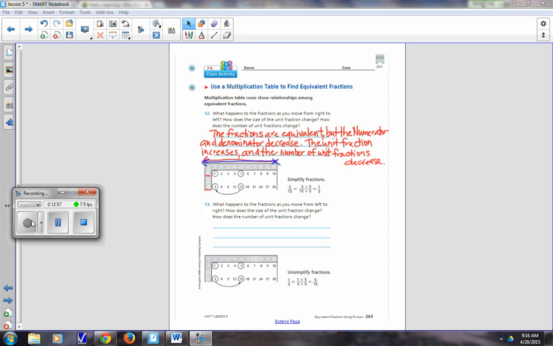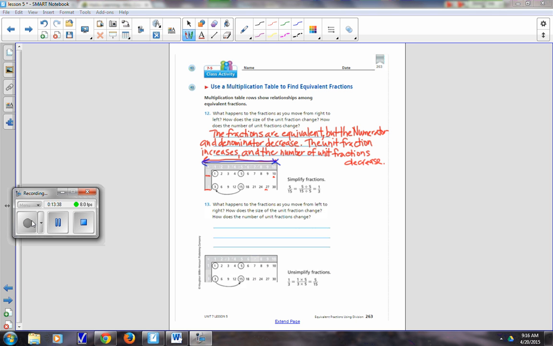They're all still equivalent. However, the numerator, that's this top number, and the denominator are decreasing. Are they getting smaller? And in fraction world, what does that mean? Well, that means that the unit fraction, our tile size, is getting bigger, and our units, how many of them we have, is getting smaller. Remember, in fraction world, our numbers are kind of backwards.